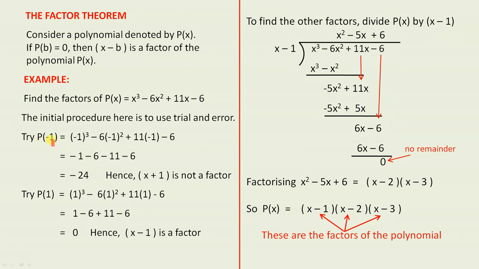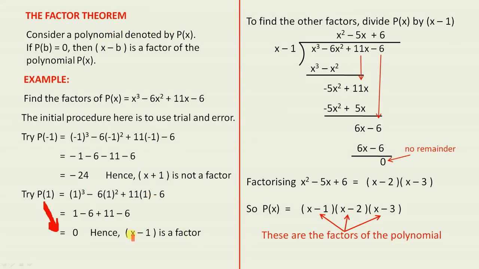So let's try p(minus 1). So we're substituting minus 1 into the initial polynomial. I've done that there very carefully. I've simplified to get to there. So p(minus 1) is minus 24. Hence, x plus 1 is not a factor. So let's now try p(1). So we substitute 1 into the initial polynomial. That gives us that. Simplified to give us that. And guess what? p(1) equals 0. Hence, x minus 1 is a factor, because that's what the rule says.